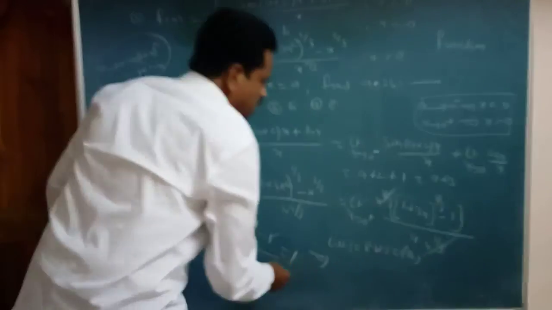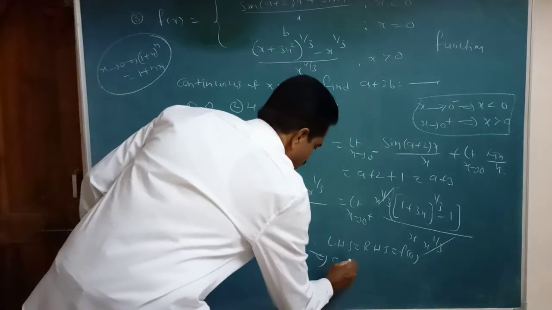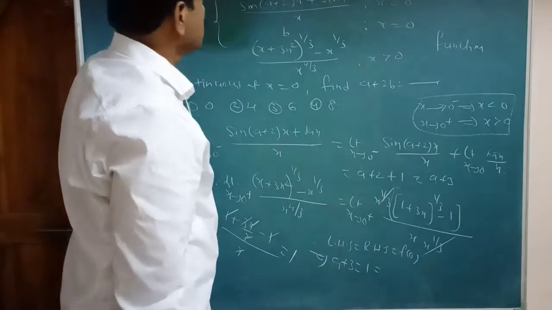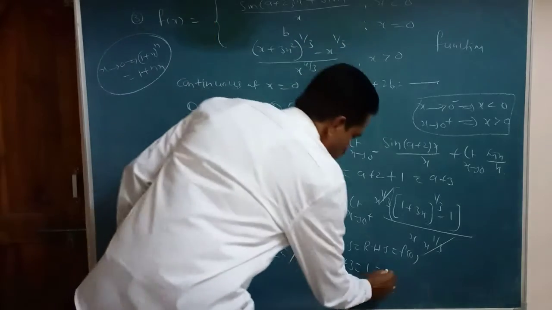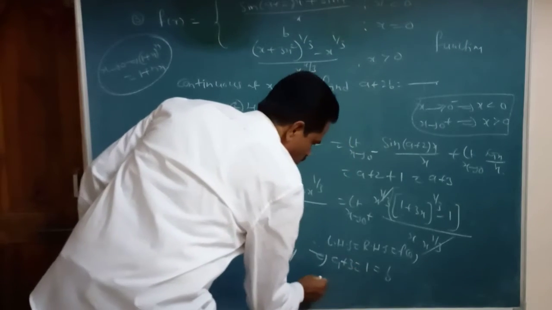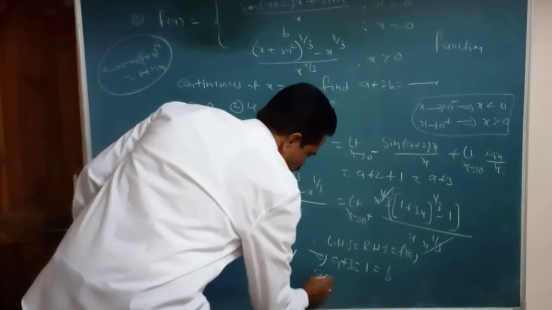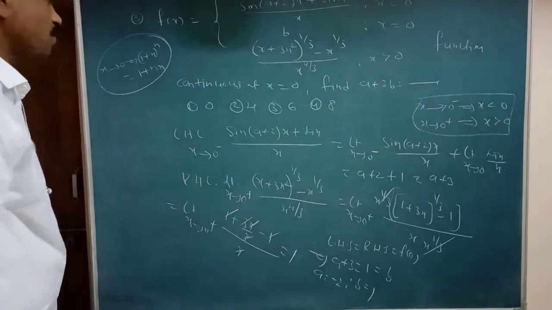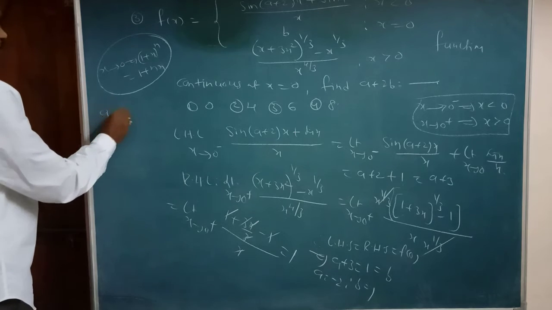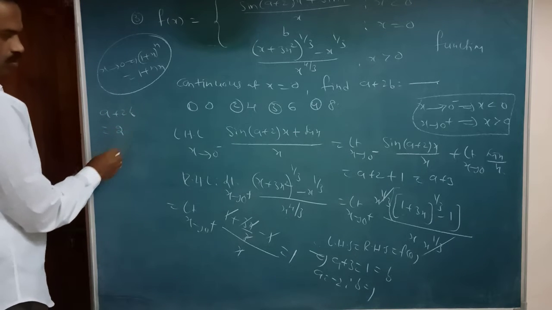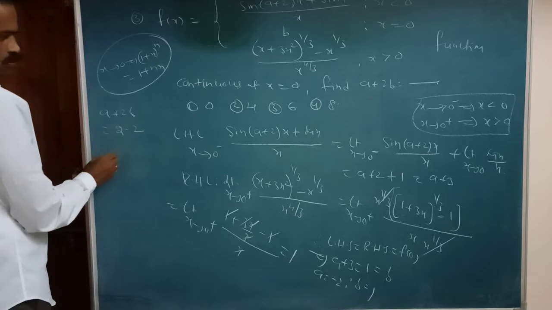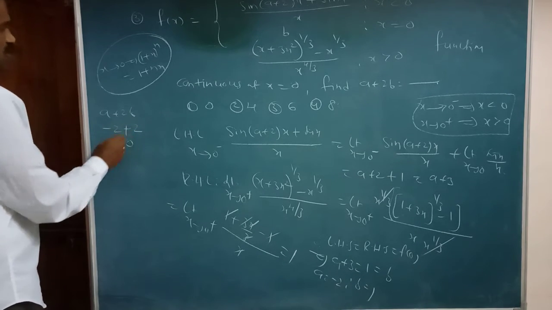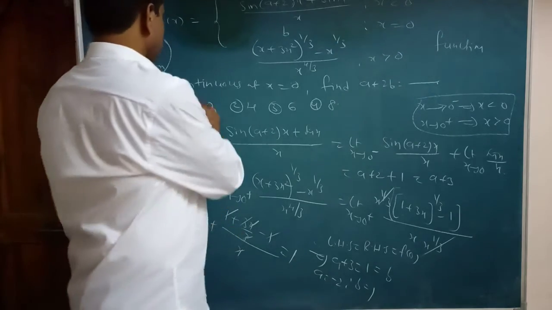What is LHL here? LHL is a plus 3 and RHL is 1, and f of 0 is b. So now a plus 3 equal to 1 means a is minus 2, and b is 1. So therefore a plus 2b, we find out here: minus 2 plus 2. So a is minus 2, 2b is 2. So this value is 0. First option.